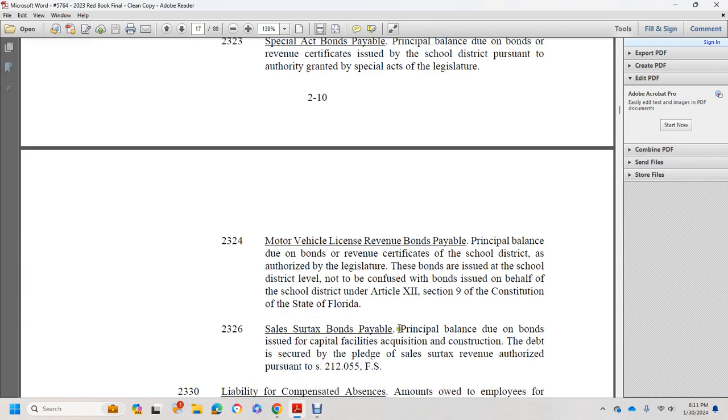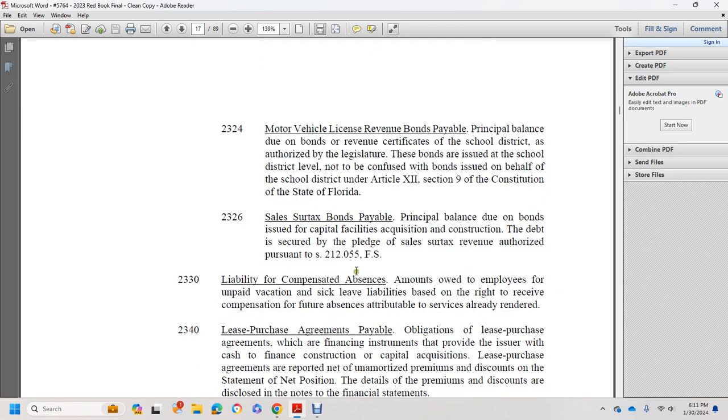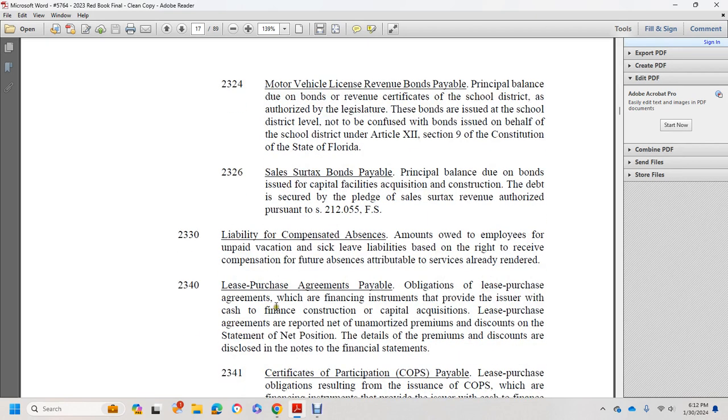2326 Sales surtax bonds payable: the principal balance due on the bonds issued for capital facility acquisition and construction. The debt is secured by the pledge of the sales surtax revenue authorized pursuant to 212.055, Florida Statutes. 2330 Liability for compensated absences: the amount owed to employees for unpaid vacation and sick leave, based on the right to receive compensation for future absence attributable to service already rendered.